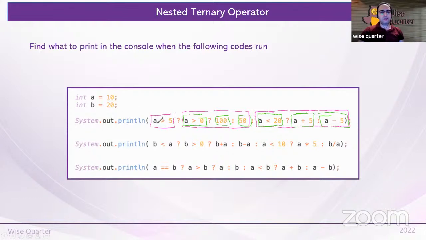Let's check. It says A is higher than 5. 10 is higher than 5. It is true. I will go to this part. This ternary will be executed. A is still 5. A is higher than 0. 5 is higher than 0. It is true. So we will go to this. We have found 100 here.